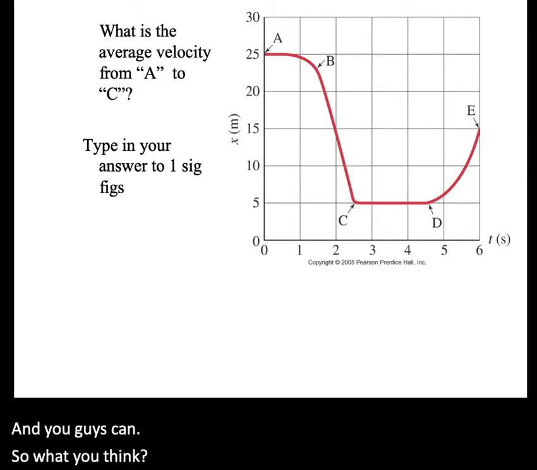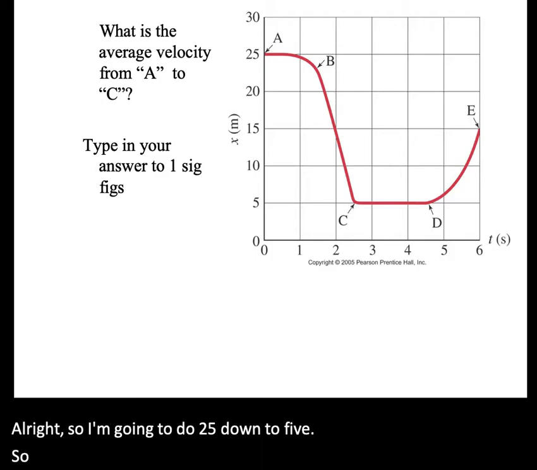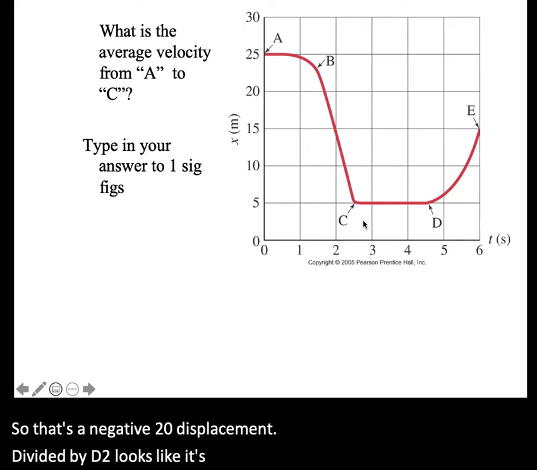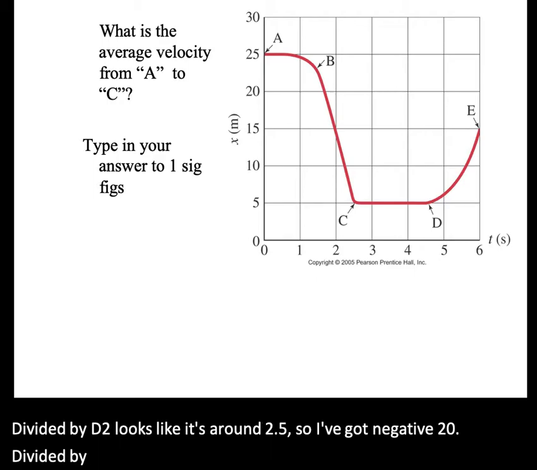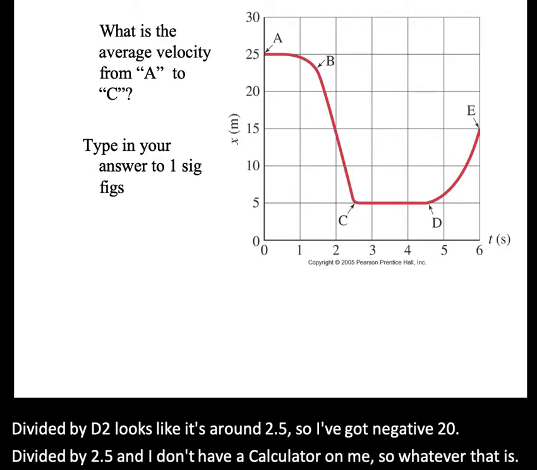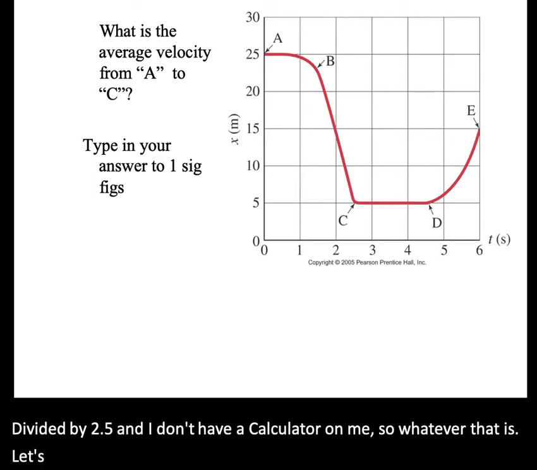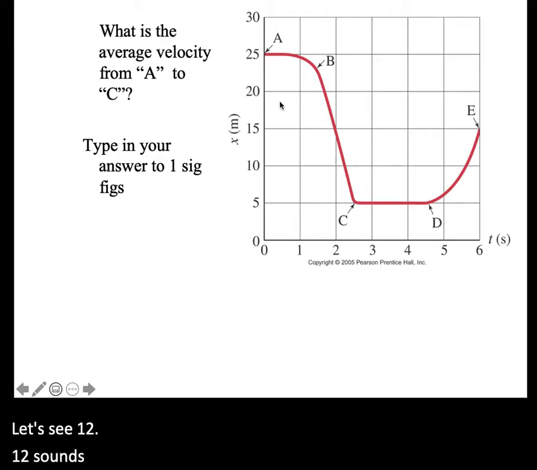All right, so I'm going to do 25 down to 5. So that's a negative 20 displacement divided by delta t, which looks like it's around 2.5. So I've got negative 20 divided by 2.5, and I don't have a calculator on me, so whatever that is, let's see, 12? 12 sounds about right. So somewhere around negative 12 meters per second.